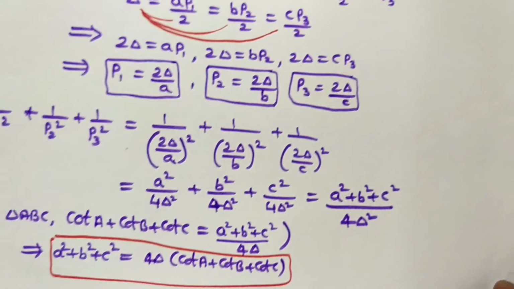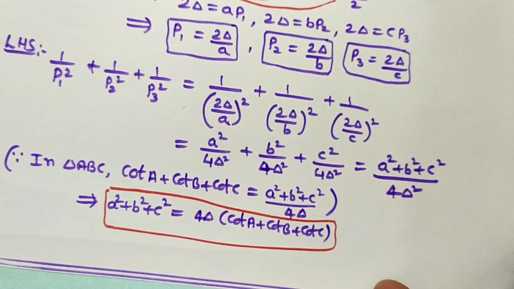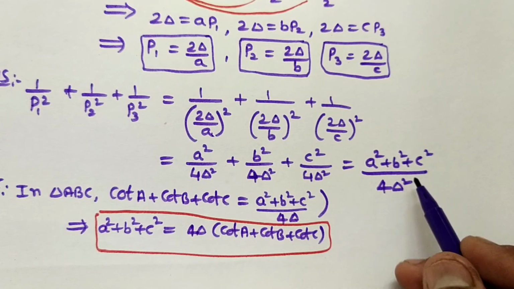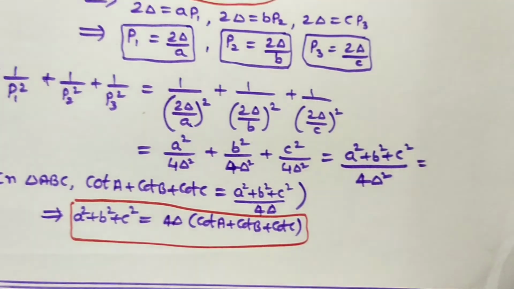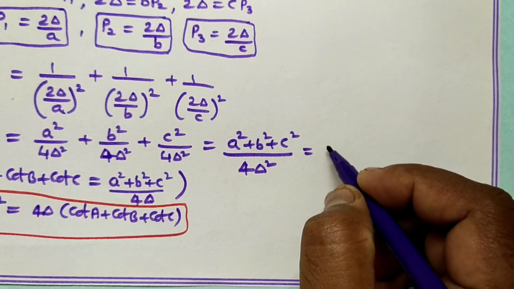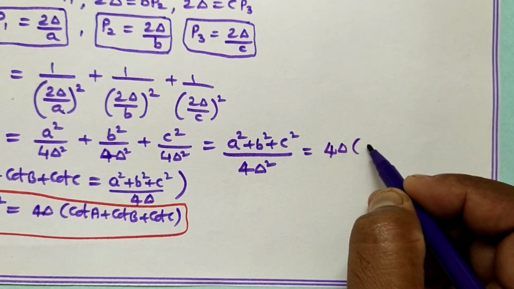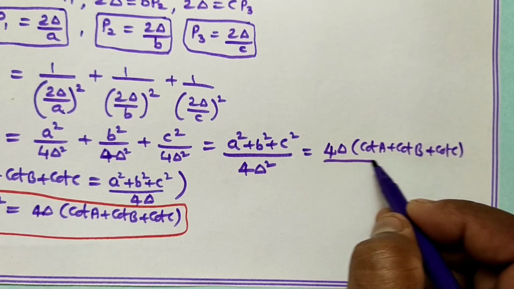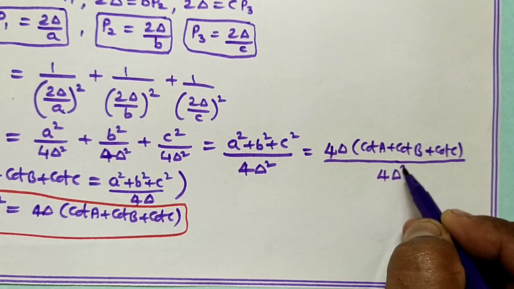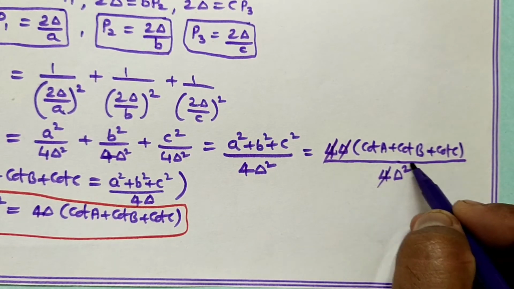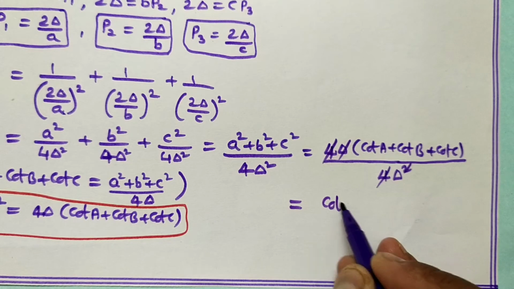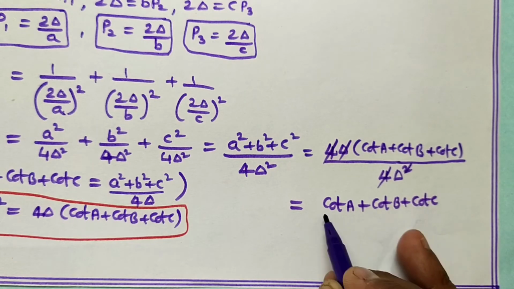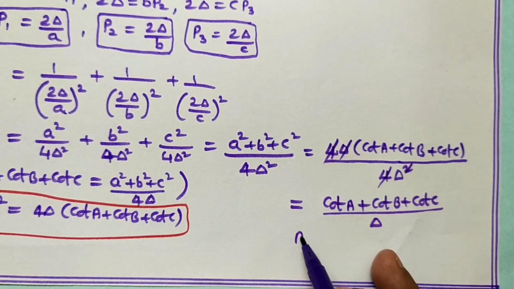See that in that LHS, in place of this, we are replacing with 4 delta into cot A plus cot B plus cot C divided by 4 delta square. 4 gets cancelled and one of the delta cancels, which is equal to cot A plus cot B plus cot C divided by delta, which is the required RHS.